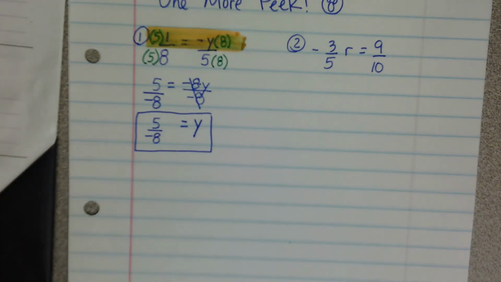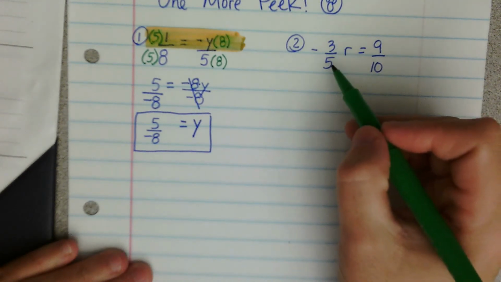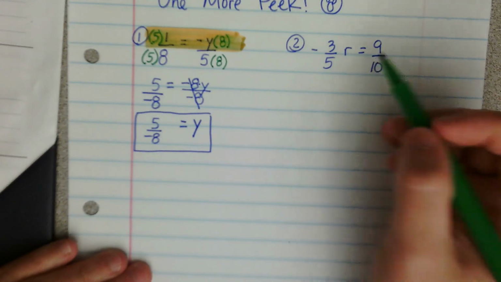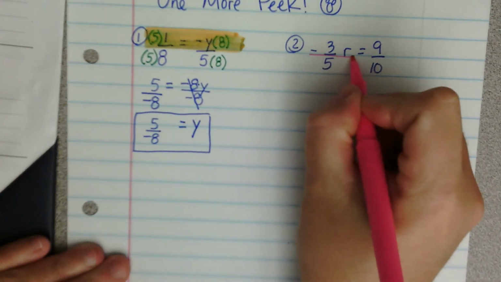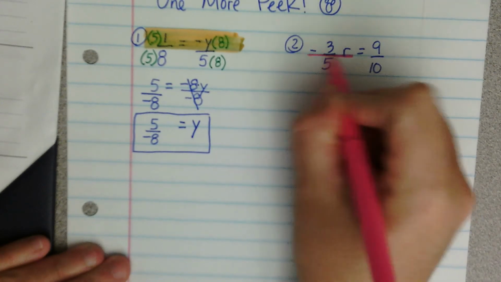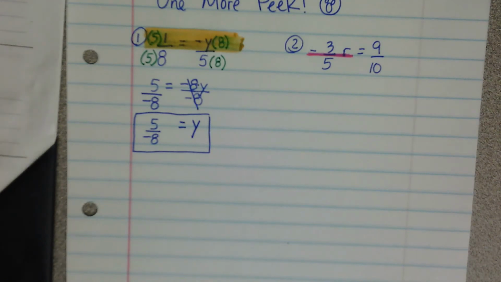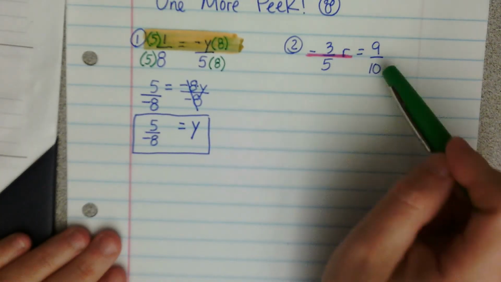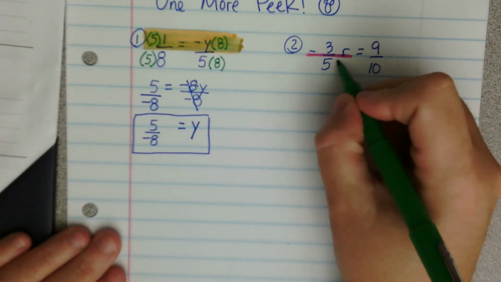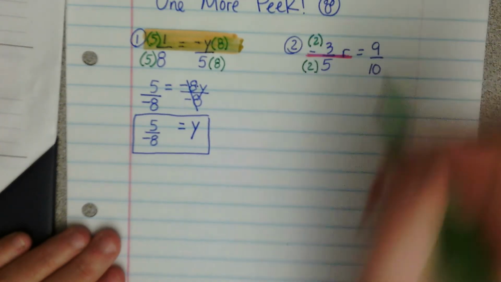In number 2, we've got negative 3 over 5r equals 9. Don't forget that this is all one numerator. The negative, the 3, and the r is all in one spot. So keep that in mind as you're writing your equation. What we need is a common denominator. And I can see right away that I can turn that 5 into a 10 by multiplying by 2. So I'm going to multiply this by 2, and I'm going to multiply this by 2.